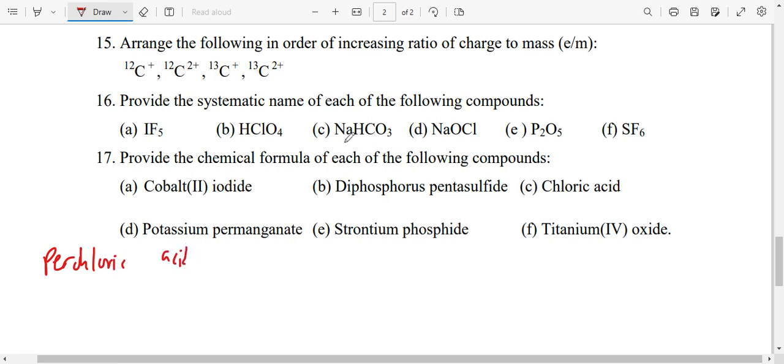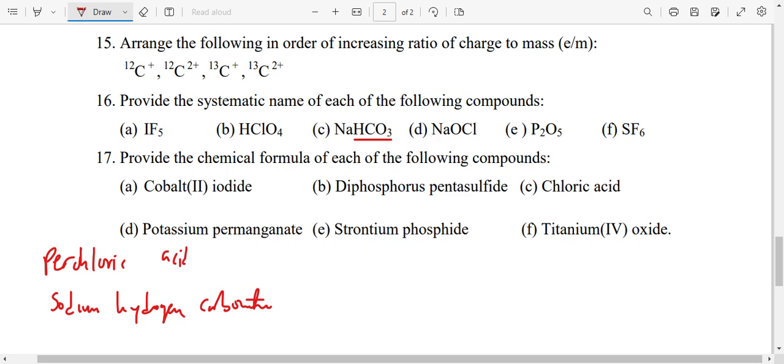If you go to the next one, this ion HCO3 minus is called hydrogen carbonate ion, also called bicarbonate ion. Therefore, the name of this one is going to be sodium hydrogen carbonate, which we can also say sodium bicarbonate, because hydrogen carbonate is also referred to as bicarbonate.